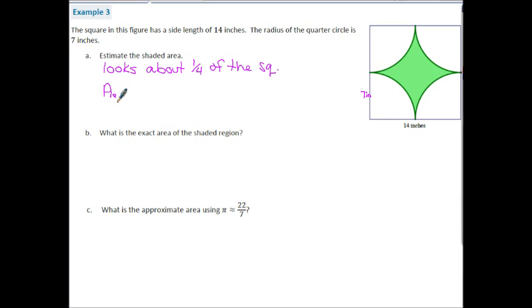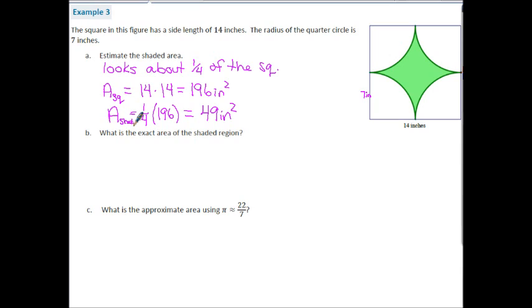Area of a square is equal to side times side, and since it's a square, both sides are the same. So this would really be 14 times 14, or 14 squared, which gives us 196 inches squared. And now we're saying that it's roughly 1/4 of that, so we want to take 1/4 times the area of our square, 196. And so we're estimating it to be about 49 inches squared for our shaded area.